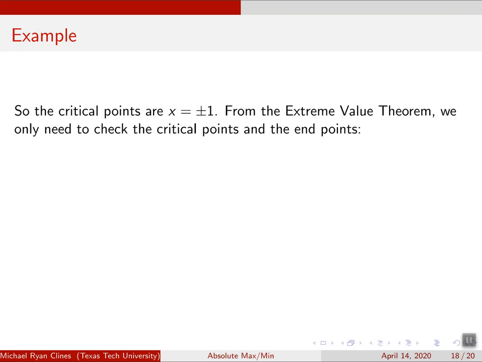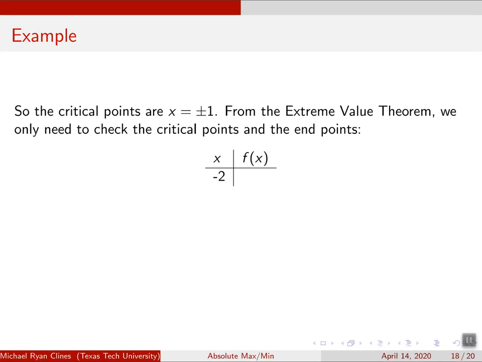But of every number that is between -2 and 2, the only values we need to check are x equals plus or minus 1 and x equals plus or minus 2, because those are the only places where the absolute maximums and absolute minimums can occur. How do we check them?